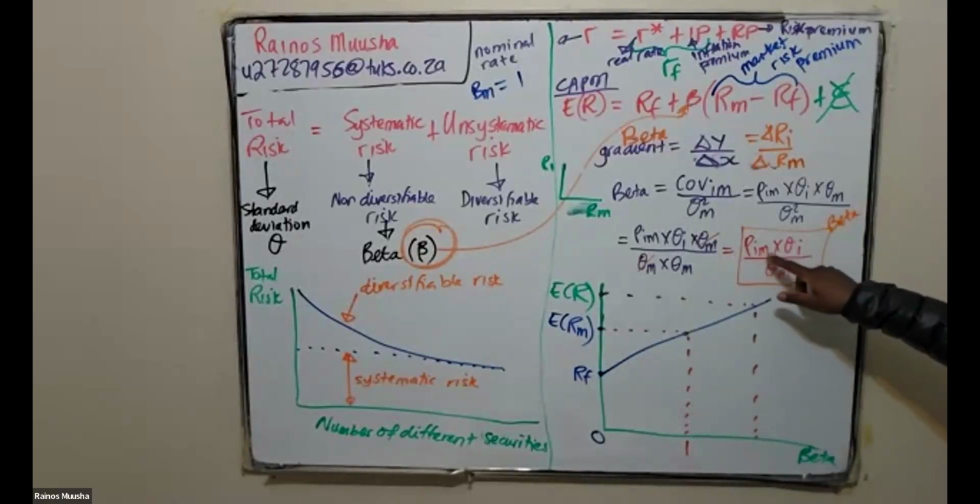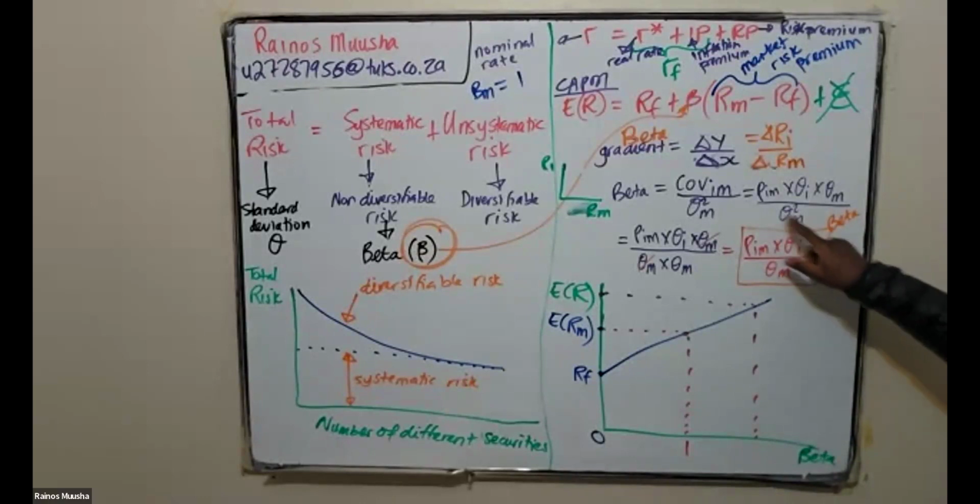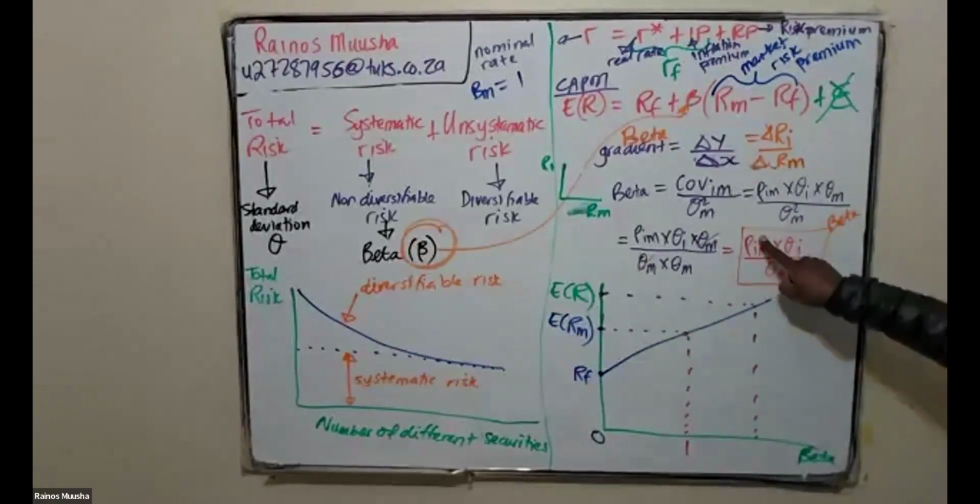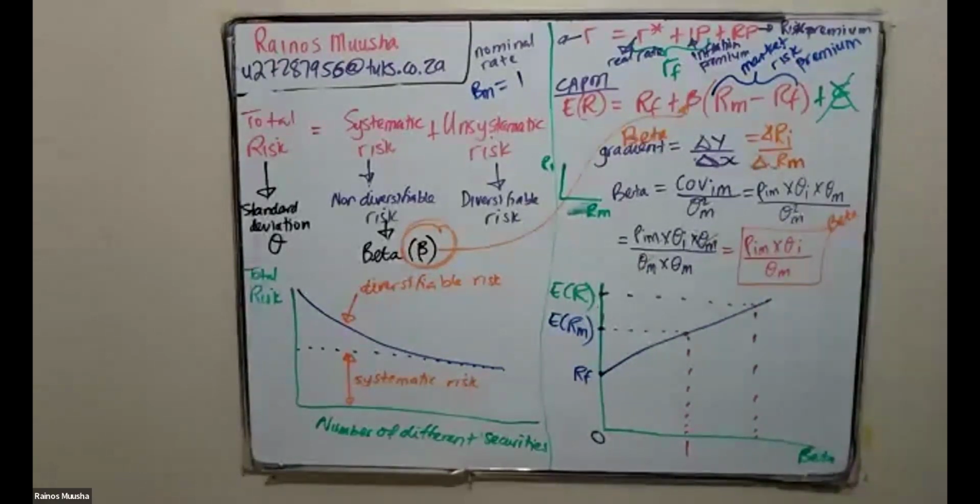So if you are given the correlation coefficient of the asset and the market, the standard deviation of the asset, and the standard deviation of the market, you can use this information to calculate the beta. The reason I'm explaining this is because one of the previous exam papers asked you to determine the beta on the capital asset pricing model, but they didn't give you the beta. They gave the correlation coefficient and the standard deviations, and you can use these to determine the beta as well.